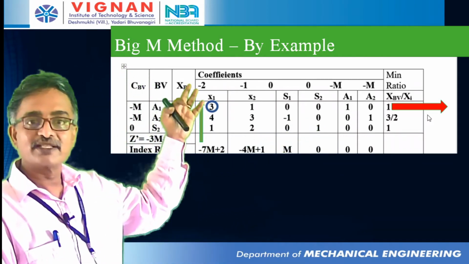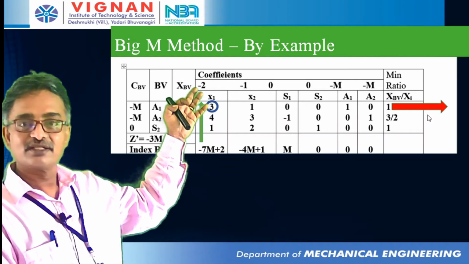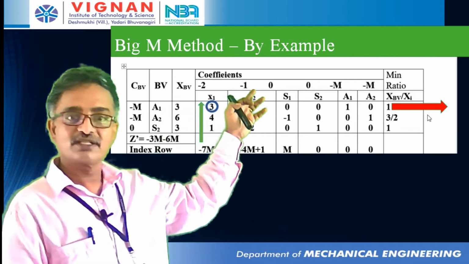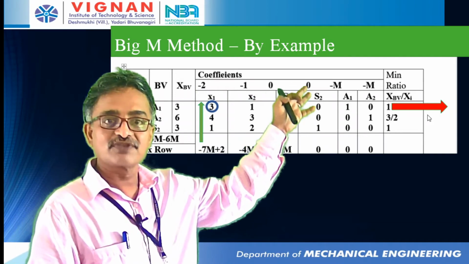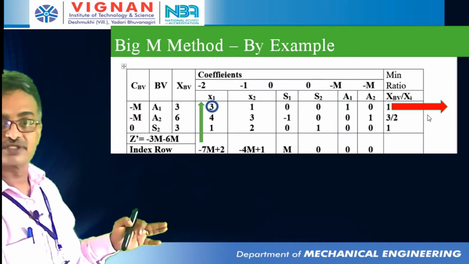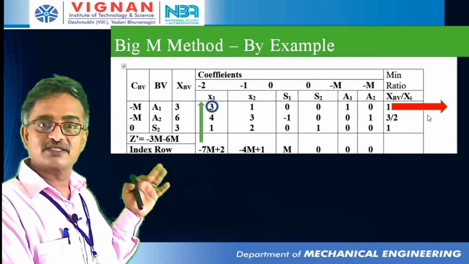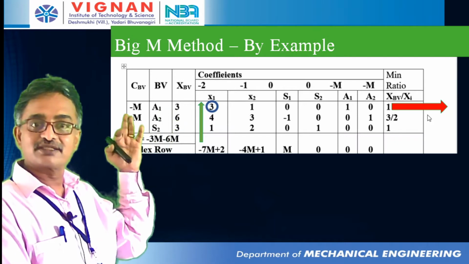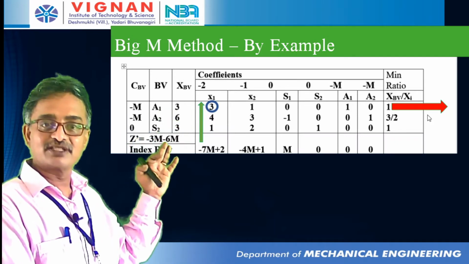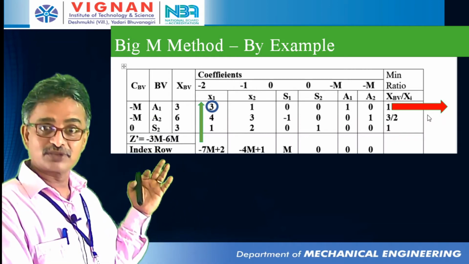Now place at the top the coefficients: minus 2, the coefficient of x1 in your objective function, the x2 coefficient, the s1 coefficient, the s2 coefficient, the artificial variable coefficient, and also the final artificial variable coefficient. With this, at this stage z dash, which is now to be maximized, equals minus 3m minus 6m. So in total it is minus 9m, a heavy negative number with respect to the objective function.